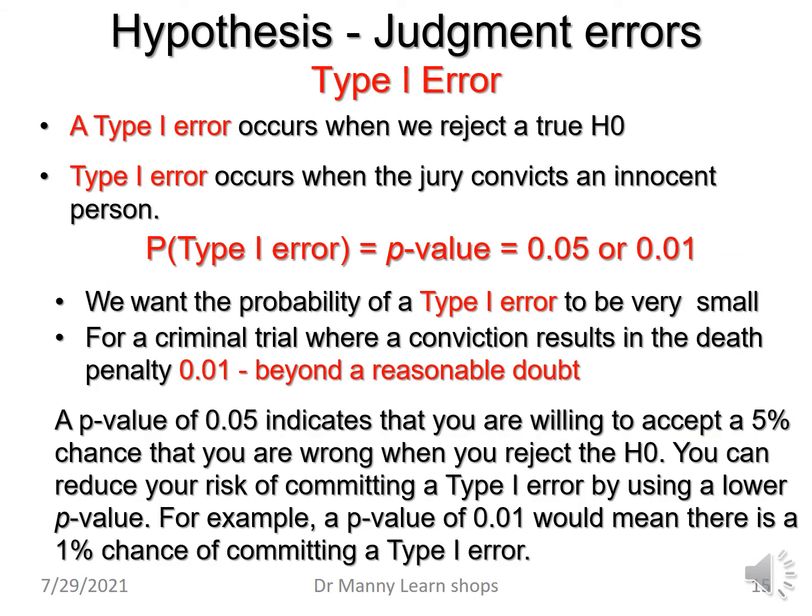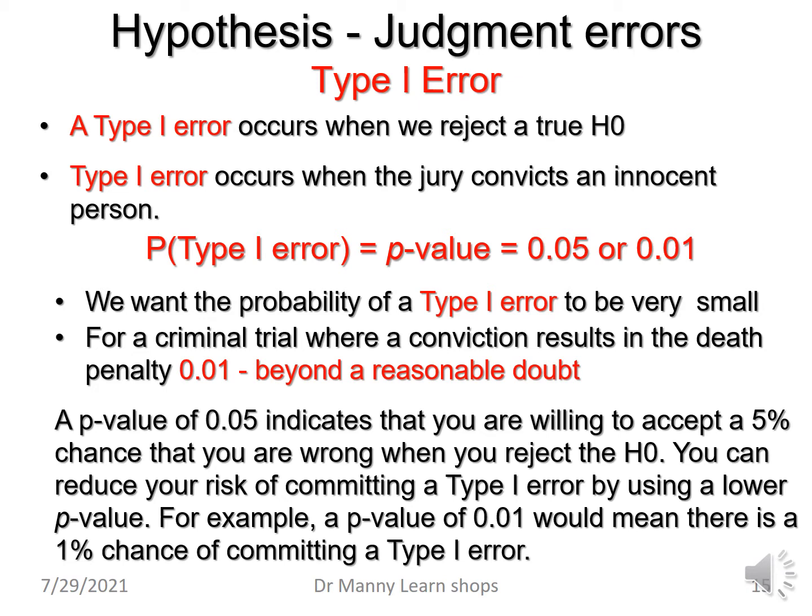With hypothesis testing, we can have judgment errors. So there can be a type 1 error, and this occurs when we reject a true null hypothesis. A type 1 error occurs when the jury, for example, convicts an innocent person. So a type 1 error means that there's a p-value of 0.05 or 0.1.